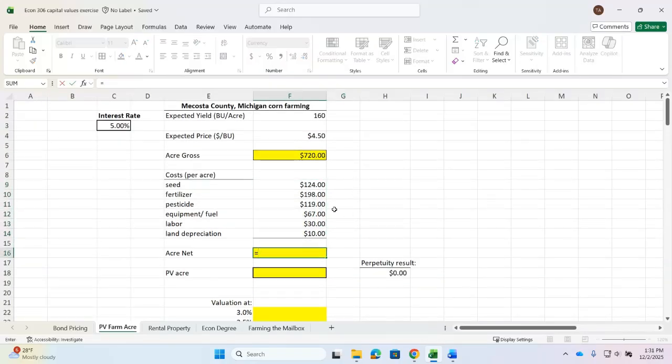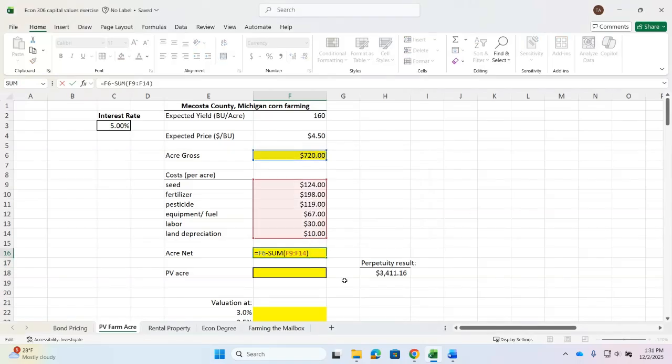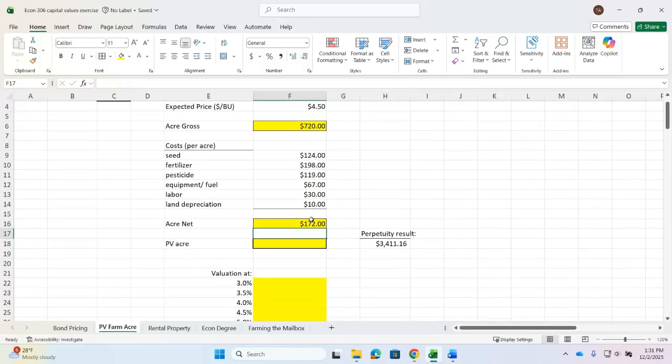So the net then is going to be the gross minus the sum of those inputs. And okay, yes, closing parenthesis is needed there. All right, so our acre nets $172 per acre. It's a pretty good income.